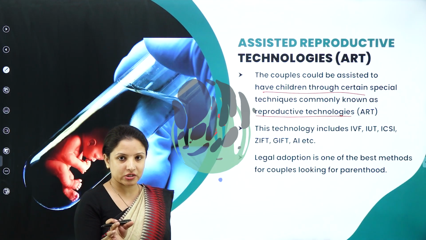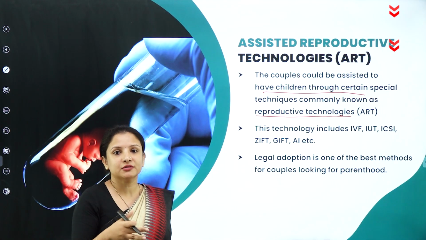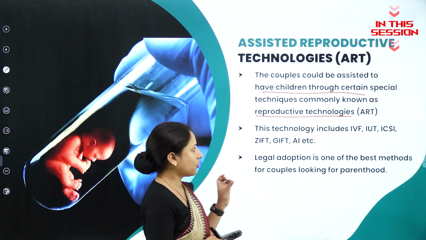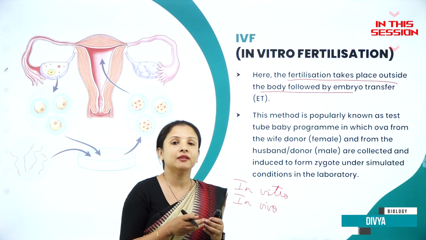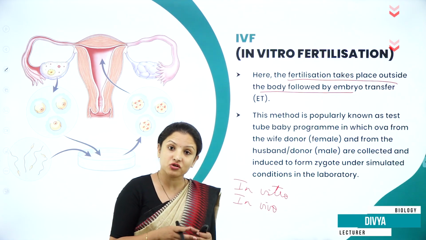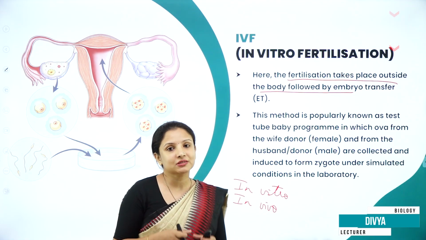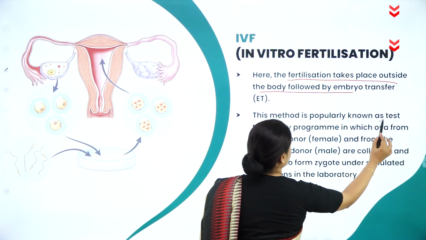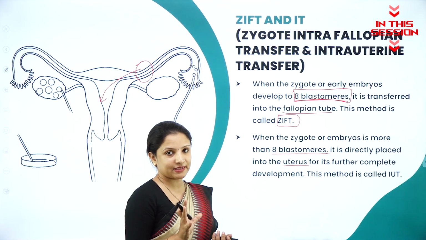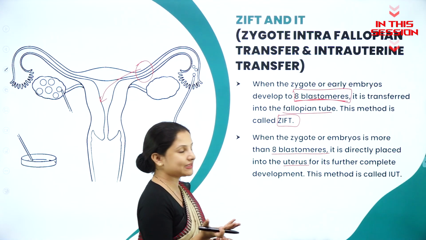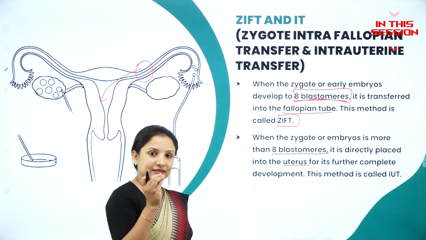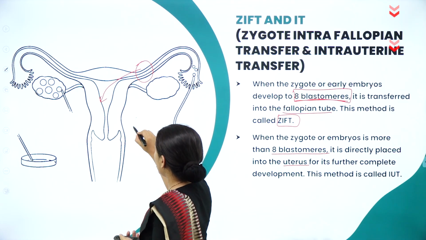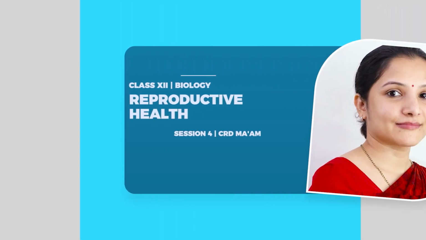They are the technologies which are used to help the couples to reproduce. So that is why it is called assisted reproductive technologies. The fertilization and the development of the embryo, or the formation of the embryo, takes place outside the body of the mother. The babies are also called test tube babies. The zygote will not be of 8 cell stage, but it will be of either 16 cell stage or 18. So when it is in that condition, it will be directly put into the uterus. So that is called IUT.